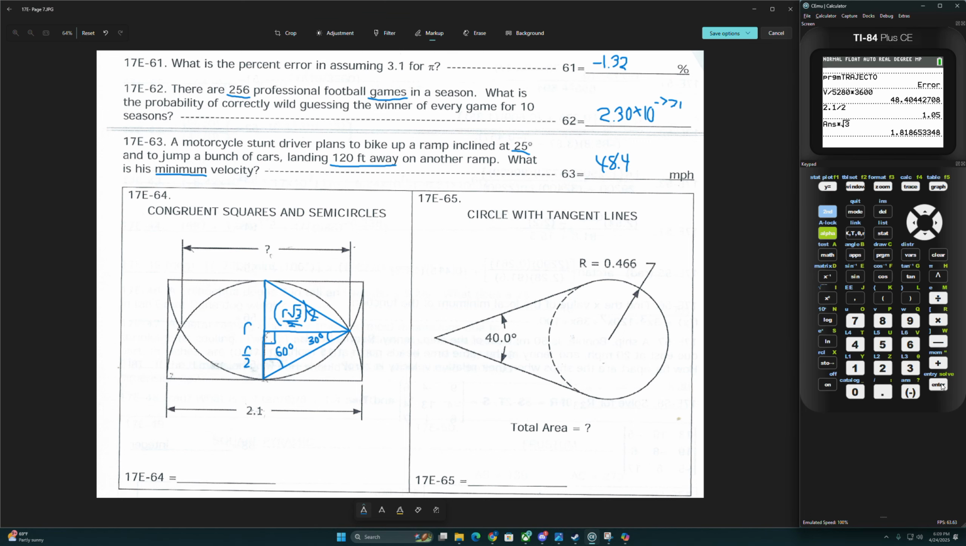These problems look very daunting at first, but they're honestly not too bad. You just have to have an eye for them. That's what I always say. All right, 1.82. Okay, circle with tangent lines. Total area. So I'm guessing it's the total area of the figure, but it's going to be fun. All right, so let me draw this out. Okay, so now that's 90 degrees.